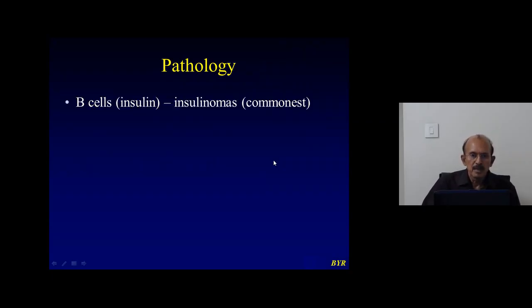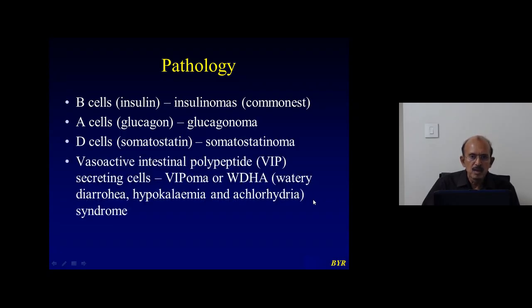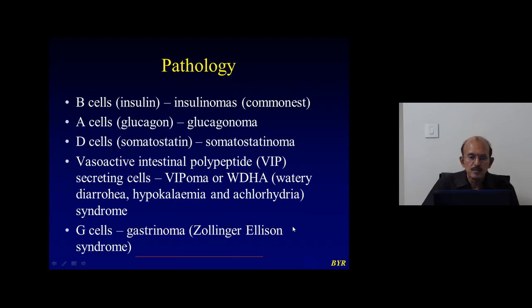B cells produce insulinomas. A cells produce glucagonoma. D cells produce somatostatinoma, and VIP cells produce VIPoma or WDHA. WDHA means watery diarrhea, hypokalemia, and achlorhydria syndrome. G cells produce gastrinoma, and gastrinomas cause Zollinger-Ellison syndrome. So these are the various endocrine tumors caused by the islets of Langerhans cells of the pancreas.